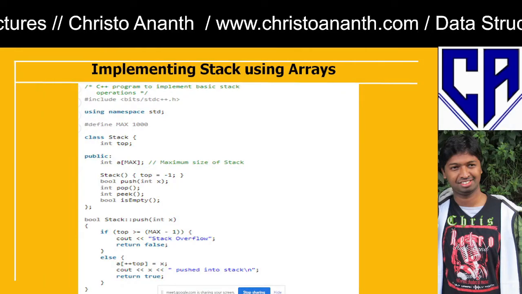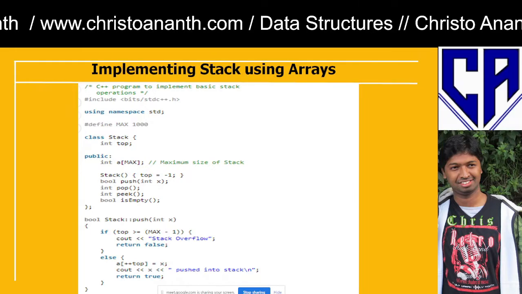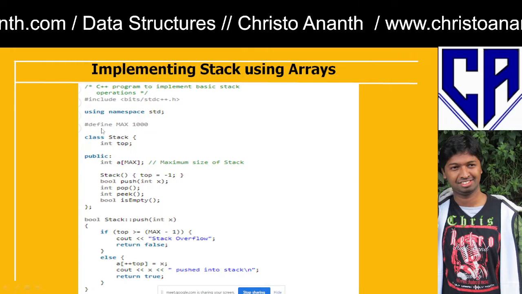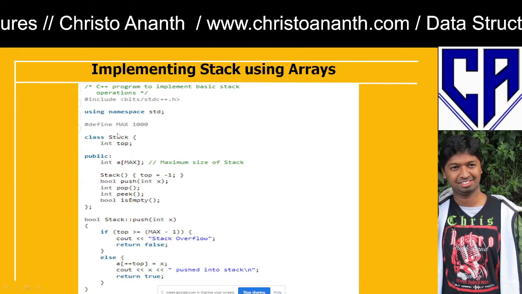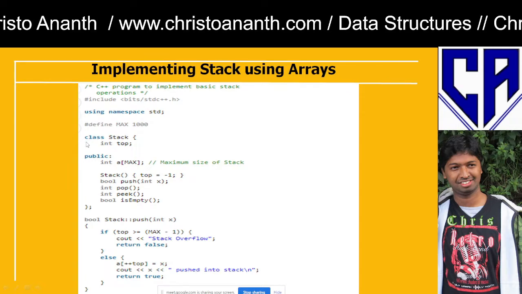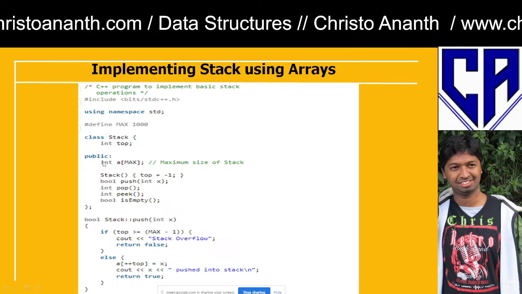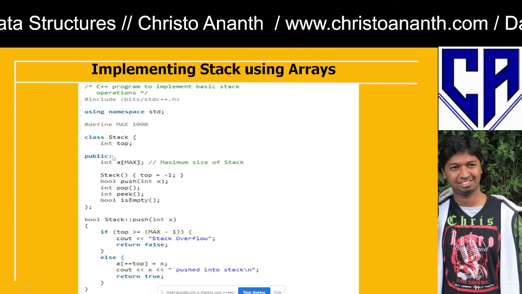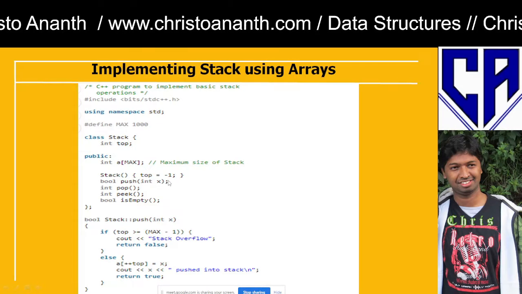So what you are going to do is write a C++ program to implement the basic stack operations. So #include <bits/stdc++.h>, using namespace std, #define MAX 1000. So you have class Stack with int top. So you are going to define the top, and then public: int a[MAX], which is actually the maximum size of the stack. And then you have the Stack function, top equal to -1.